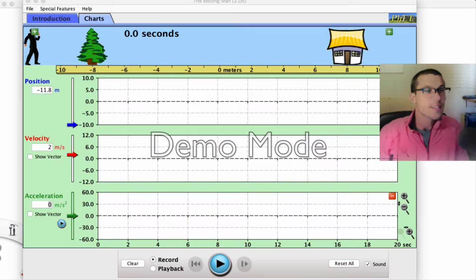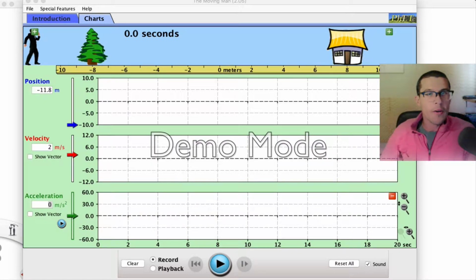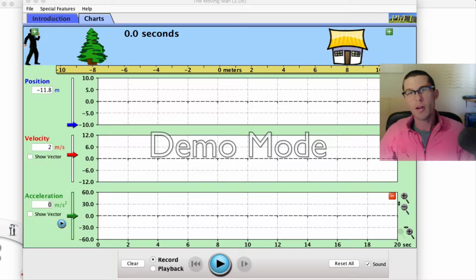This is Mr. Sand, and I want to tell you how you can go from acceleration versus time graphs to velocity versus time graphs and vice versa, and how it's just like going from a position versus time graph to a velocity versus time graph. It's just graphing the change of one thing to another. So let's take a look right here.